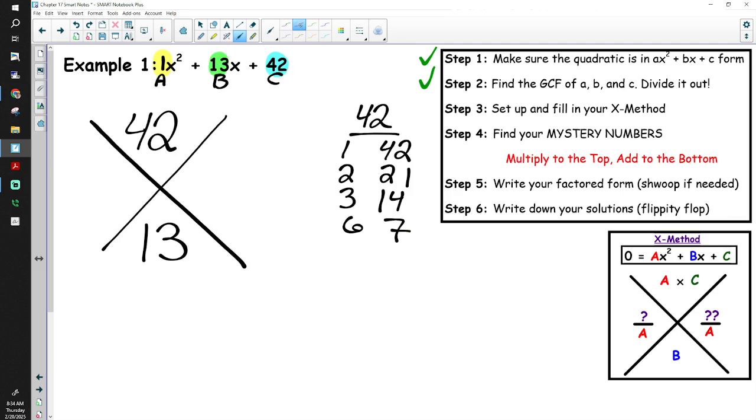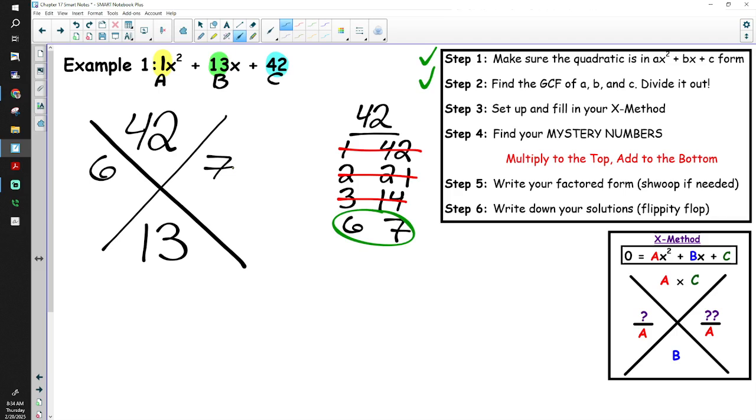1 and 42 is 43. 2 and 21 is 23. 3 and 14 is 17. 6 and 7 is 13. Winner, winner, chicken dinner. I'm going to take 6 and 7 and put them on either side. It does not matter which one goes where. One on the left, one on the right. 6 and 7.